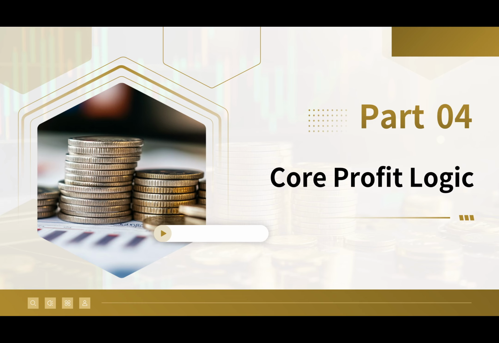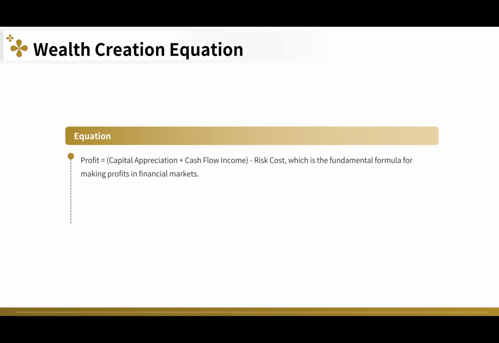So, what about the core profit logic? How do people make money through this market? Here is a very simple wealth creation equation. Profit equals capital appreciation and cash flow income minus risk cost, which is the fundamental formula for profit in financial markets.